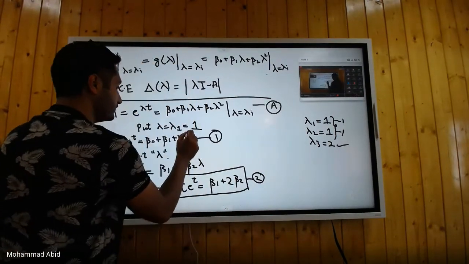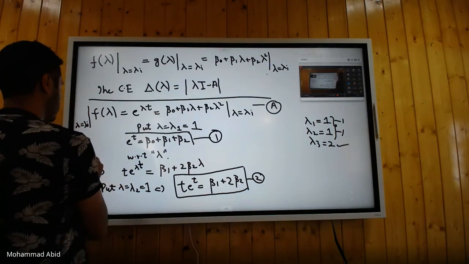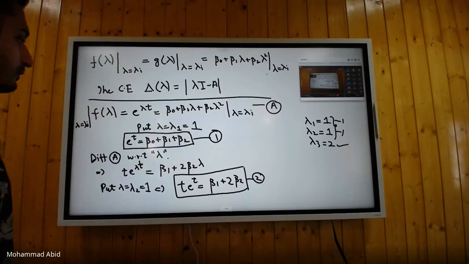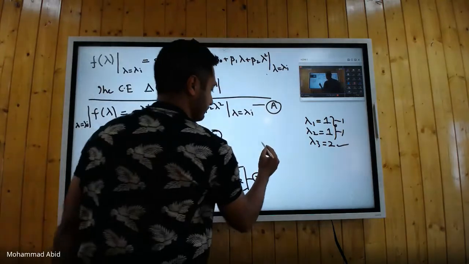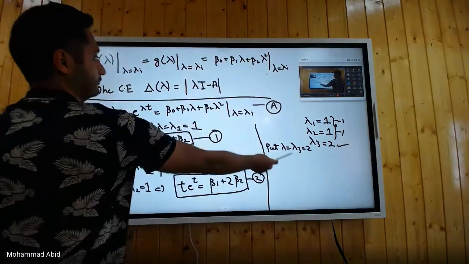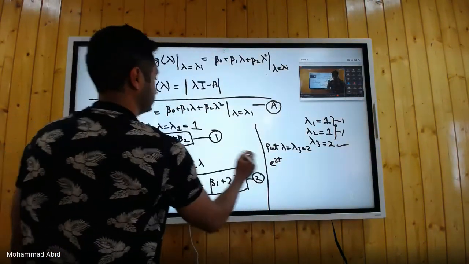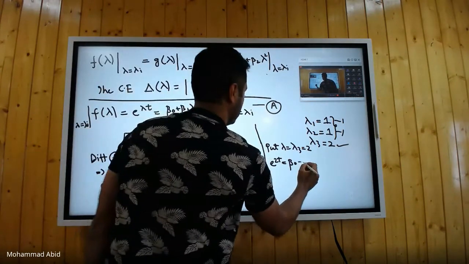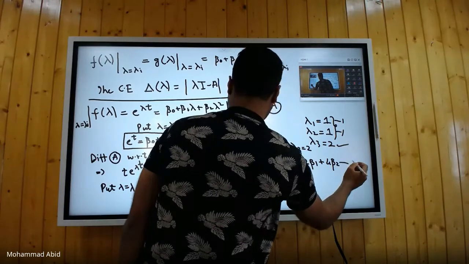ये समझ में आया? मैंने सेकंड इंडिपेंडेंट इक्वेशन कहां से लाई? समझ में आया? यस सर। हाँ, तो तीसरी इक्वेशन कहां से आई? सर वो लैम्डा 2 से, लैम्डा 3 से। दिस इज इंडिपेंडेंट आइगन वैल्यू, तो यहां से तो तीसरी इक्वेशन आएगी ना। Put lambda equal to lambda 3 equal to 2 in this. क्या मिलेगा? e to the power 2t equal to beta naught plus 2 beta 1 plus 4 beta 2. This is your equation 3.